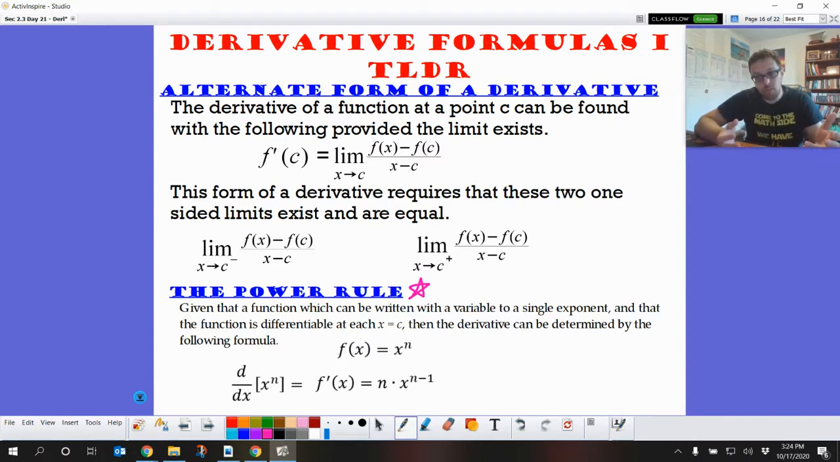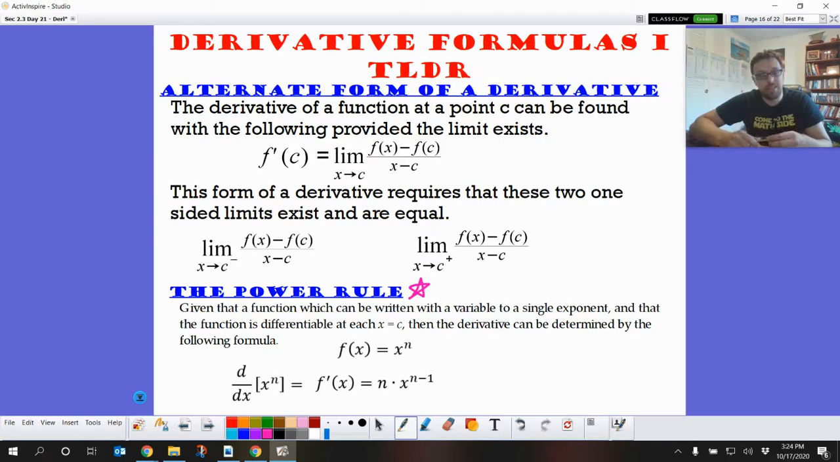Our cool new power rule doesn't allow us to do absolute value derivatives because we don't know how to do absolute value. There is no exponent for absolute value. We can do things like square roots, but we wouldn't be able to do absolute value inside of square root inside of absolute value. That's just not going to work out well for us. So the alternative form helps us find things.